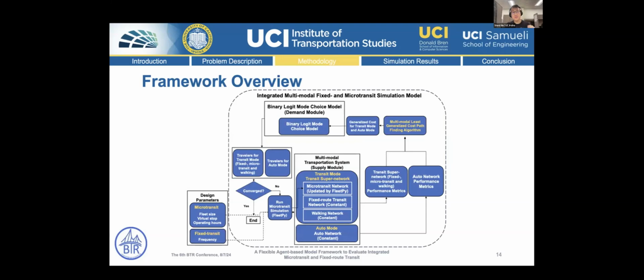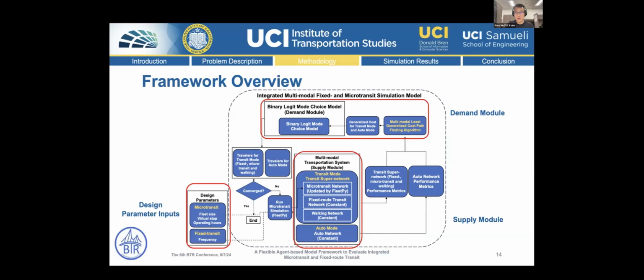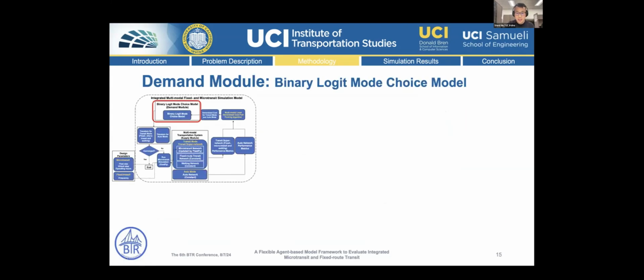So this is the overview of our methodology, and we have design parameters, which is what we described in the previous slides, from microtransit and fixed route transit. And we also have our demand module, which is how people choose different modes and different paths within those modes. And we also have a supply module, which is a multimodal transportation system. It's a framework. We have a transit super network for the transit mode. We also have an auto network for the auto mode. So let's look at each of them in detail.